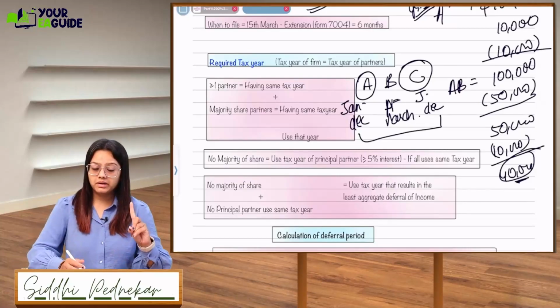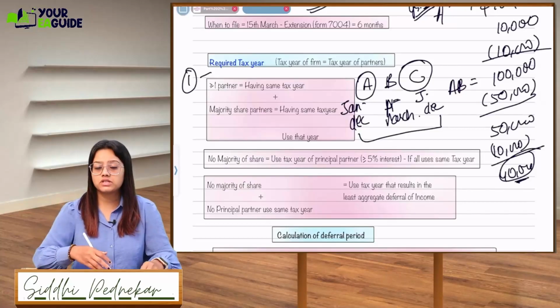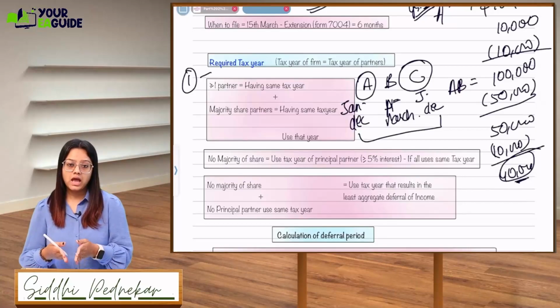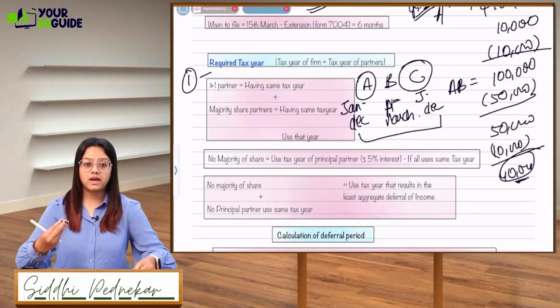Okay, so there can be one theoretical question based on this. They will give you what year the partners are using, and based on that, what will be the partnership's tax year.